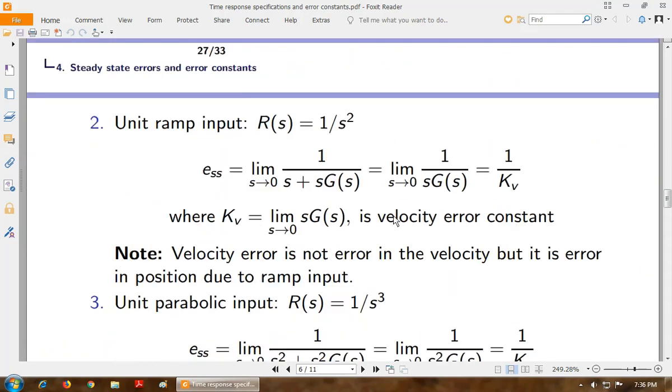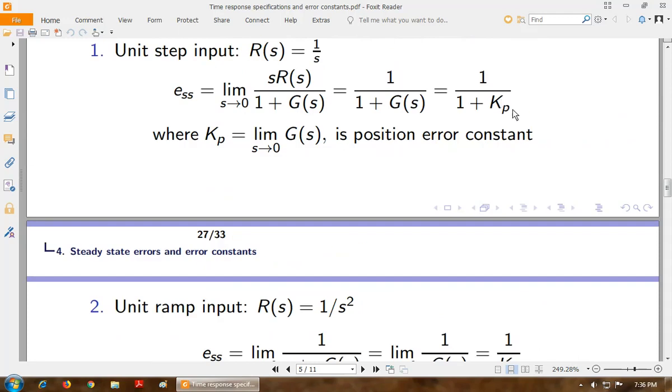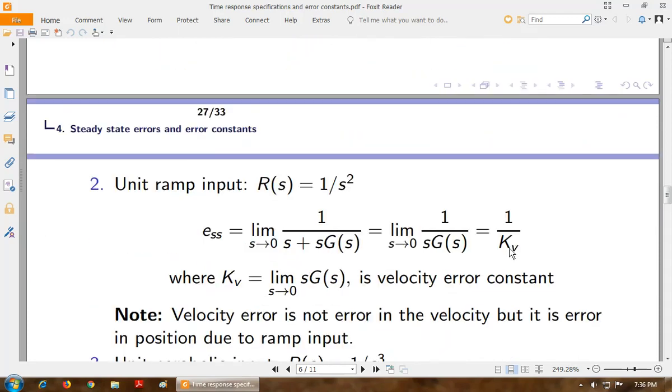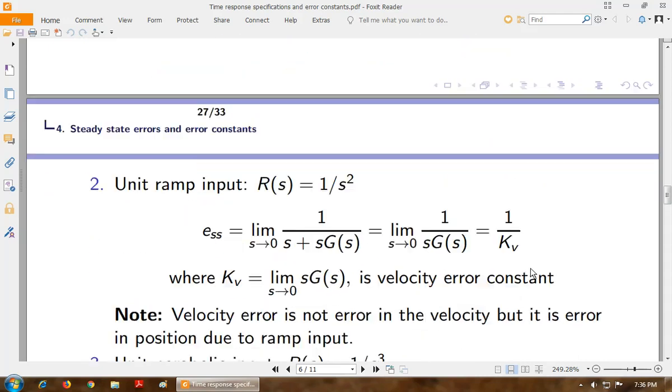Now when a ramp input is applied, it is 1 over S square, and the steady state error accordingly will be 1 over Kv. So now see, in this case it will be 0 and then the error will be infinite. So this is what the change is. Now we note that for a unit step and unit ramp, the term 1 plus Kp is going to give you one value, but here it will give you the error as infinite.